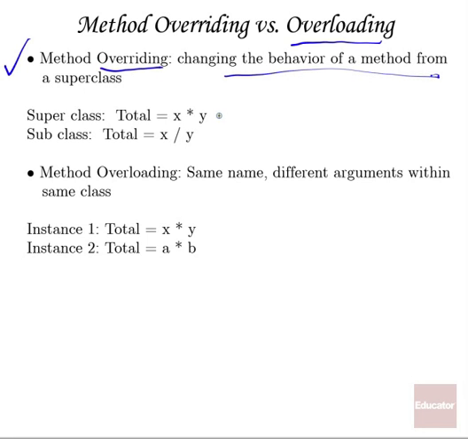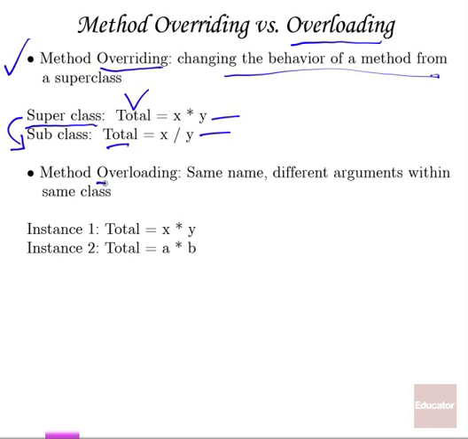Let's look at a couple examples here. In the superclass, let's say that we have a method with a variable called total, and that total is calculated by multiplying two other variables, x and y. If we inherit and extend that superclass into a subclass, then we might want the method to still be called total, but in the subclass we want total to be derived by x divided by y. So we have overridden that method in the subclass.